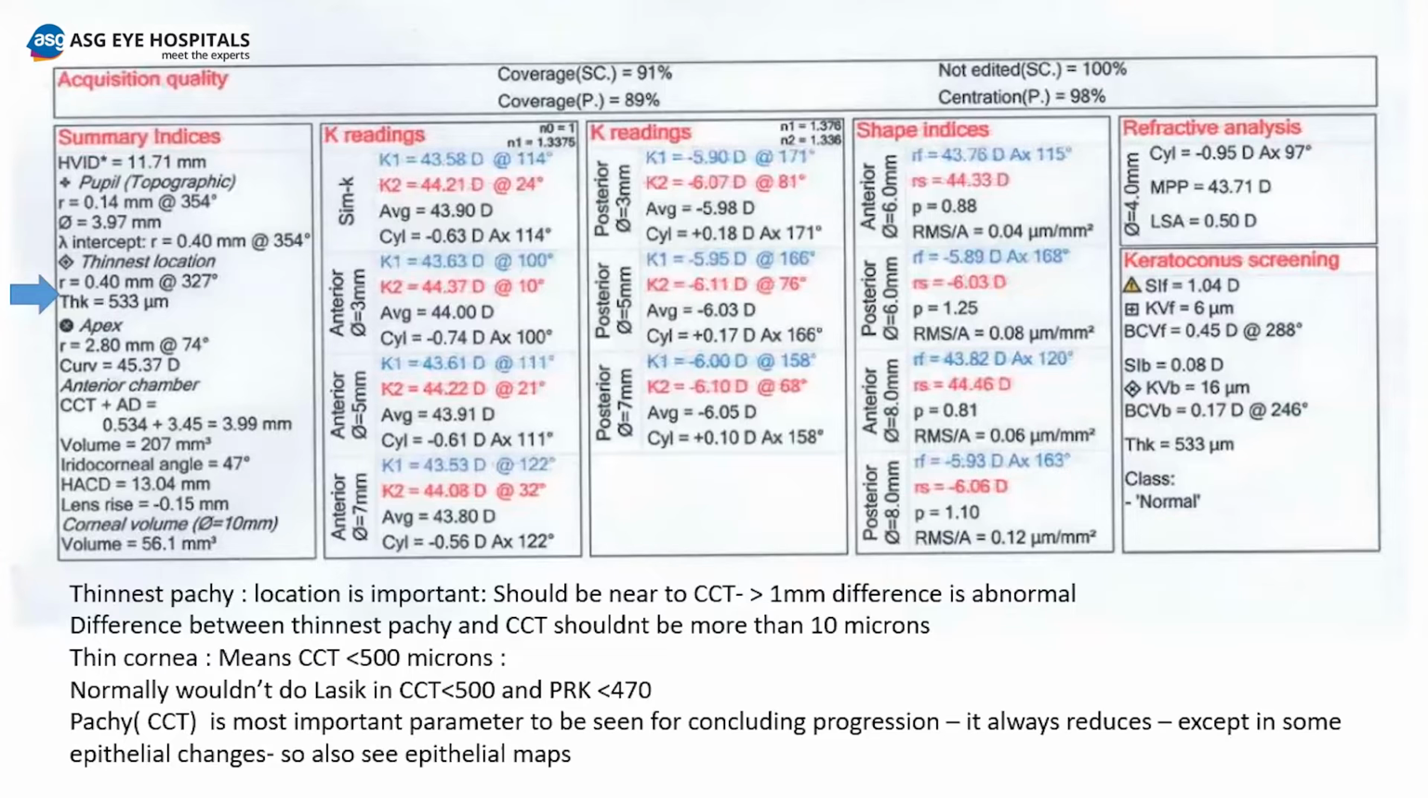Also, CCT is a very important thing to understand for every person who is seeing progression of a keratoconic patient. So supposing the keratometry is increasing, but the pachymetry is the same, it is very unlikely that there is a progression and you don't need to do a CXL. So it is very important that pachymetry is the most important thing that we see in progression.